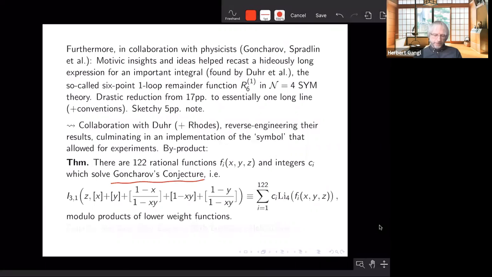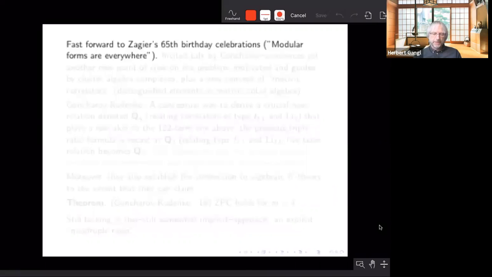And as a side note, I found that a few days after Zagier's 60th birthday celebrations, unfortunately a bit too late. So one can get by, I claim, with 122 terms of rather complicated nature, and the conceptualness is not really guaranteed. Now I'm skipping maybe just to get to the last stage.